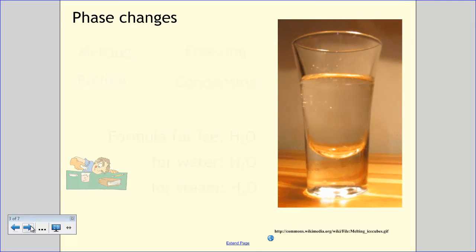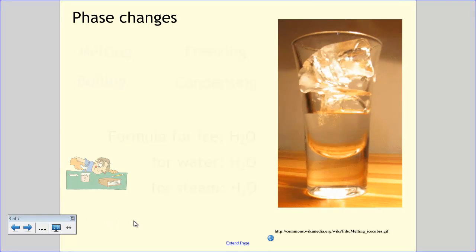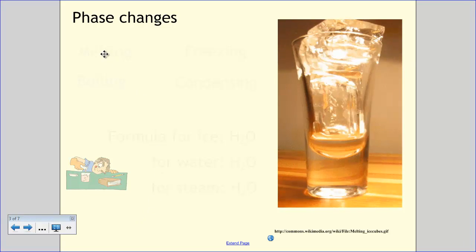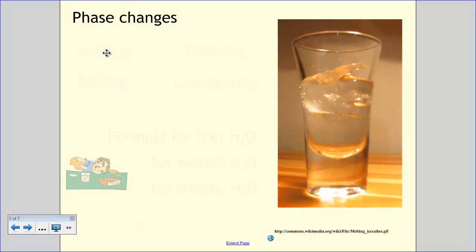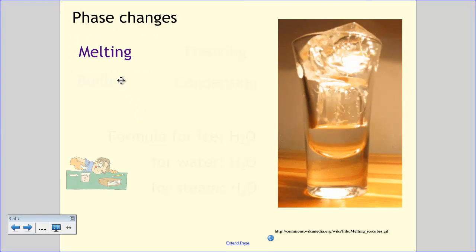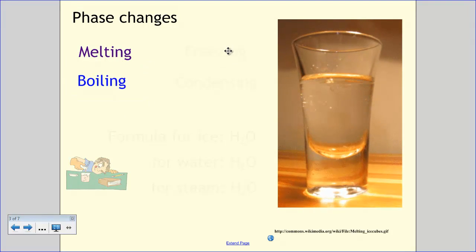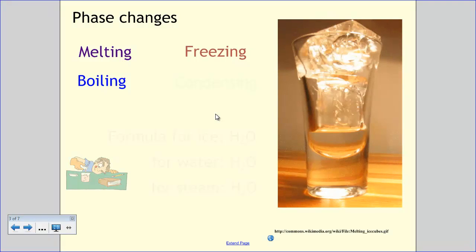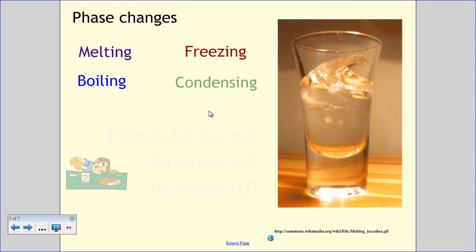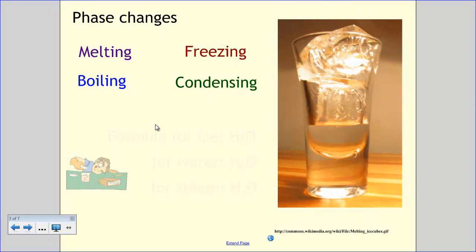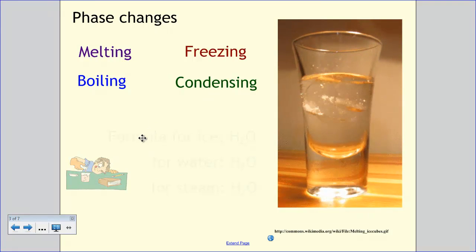So a phase change is sort of the biggest type of a physical change. And you can see in this video here, this is melting ice. And so phase changes include some things that you guys already know about. So melting, where we're going from solid to liquid. Boiling, where we're going from liquid to gas. Freezing, where we're going from liquid to solid, basically the reverse of this. And then condensing, when we're going from gas back to liquid. There are a couple others. There's sublimation and deposition that we'll talk about later in the year.